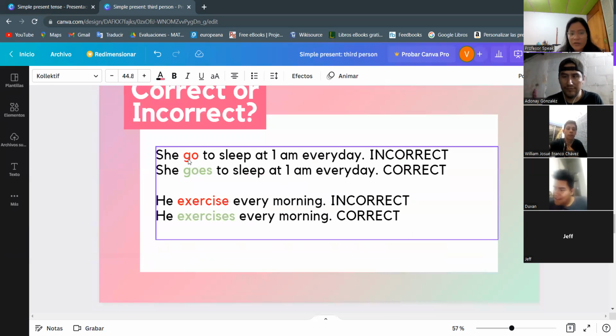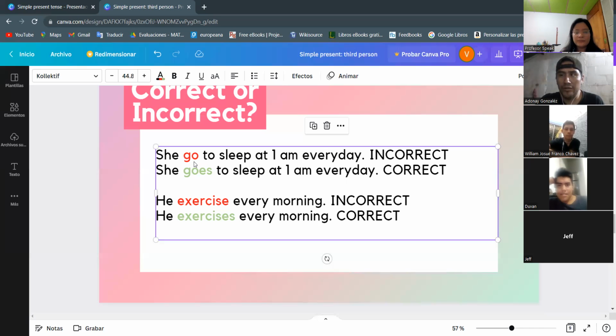So here, is go in its base form or not? She go to sleep at 1 a.m. every day is incorrect. The correct form is she goes to sleep at 1 a.m. every day. Good. Why is this one incorrect? The first is incorrect. But why?